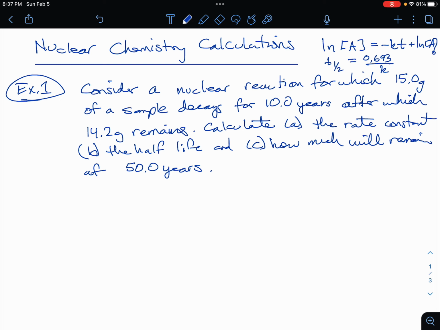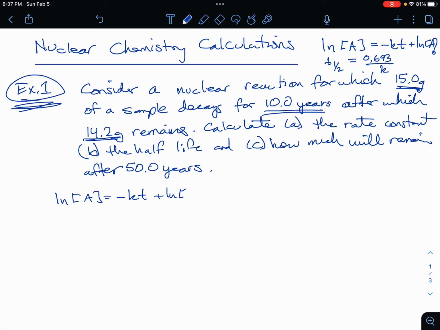As an example, consider a nuclear reaction for which 15 grams of a sample decays for 10 years, after which 14.2 grams remains. Calculate A, the rate constant, B, the half-life, and C, how much will remain after 50 years. So we're given an initial amount, a final amount, and a time. What we're going to do is take that first order integrated rate law, plug everything in, and use that to solve for k.